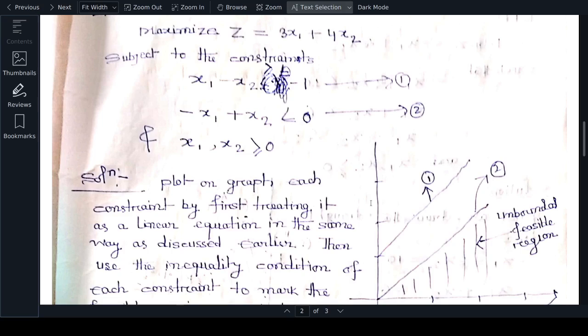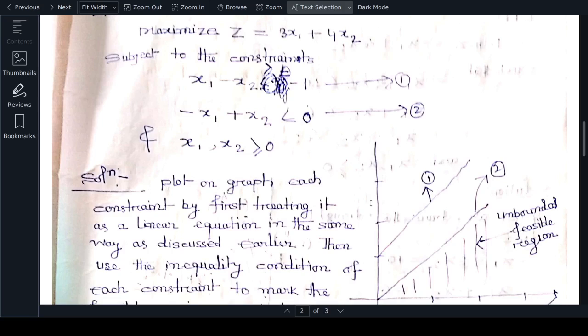So the next constraint is minus x1 plus x2 less than or equal to 0. Then how to draw the line? Minus x1 plus x2 less than or equal to 0. So how to draw the line? Sir, x1 equal to x2.